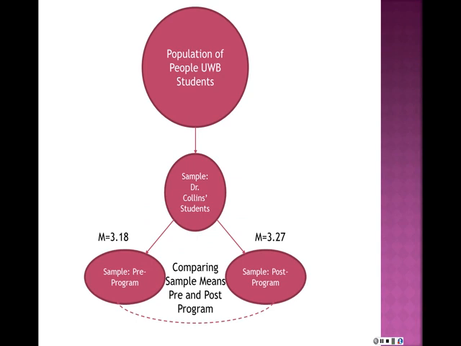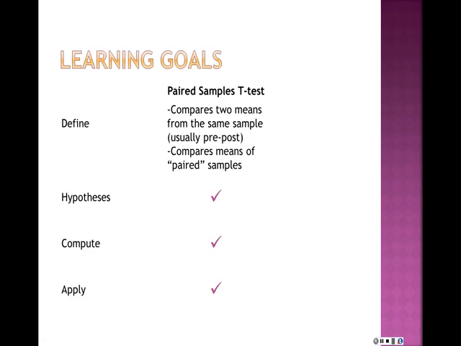And so now you've gone through all of paired samples t-test. I hope this was informative. Again, just to summarize, paired samples t-test is used to compare the means either from the same sample, usually with pre and post, or compares means of paired samples. And the calculations are identical going through both.